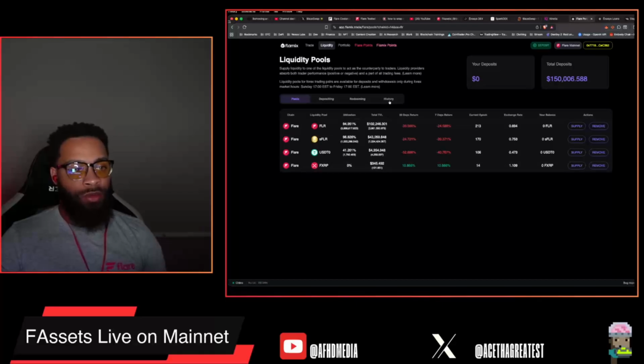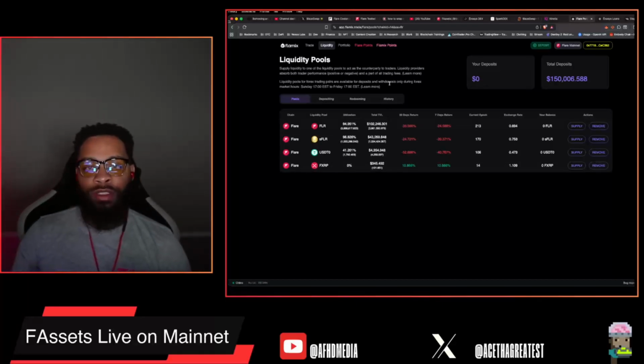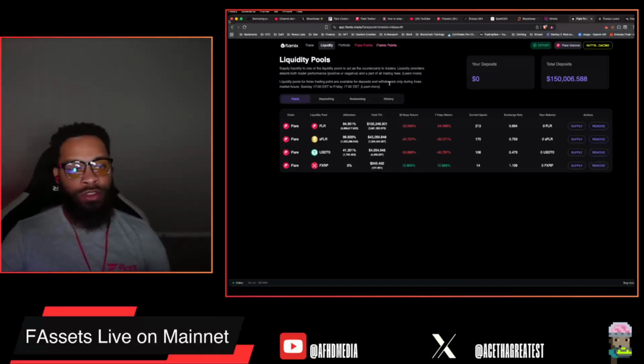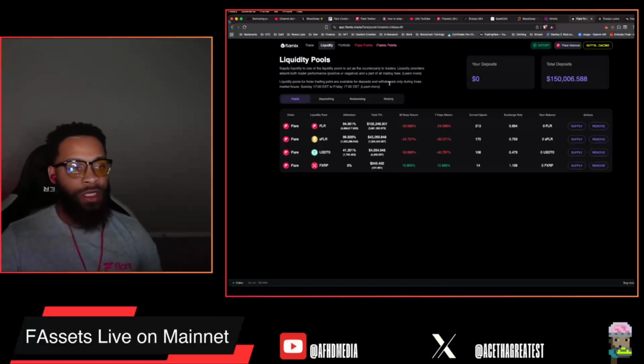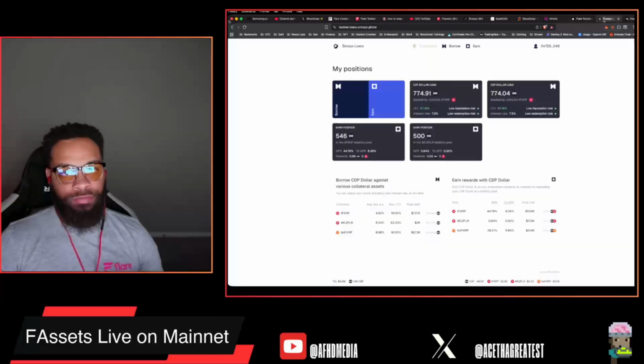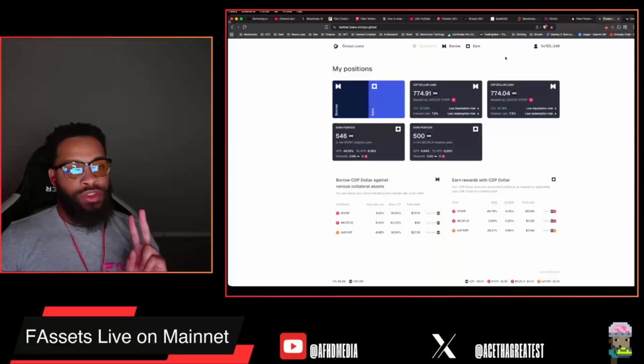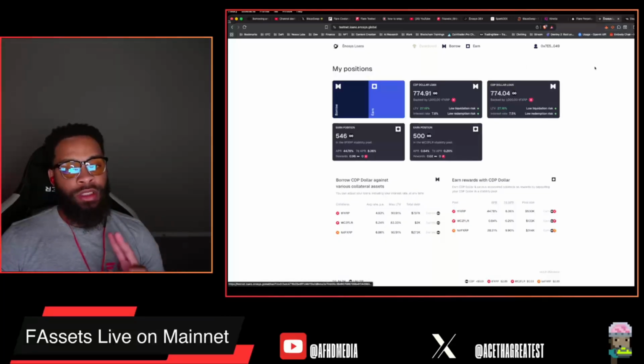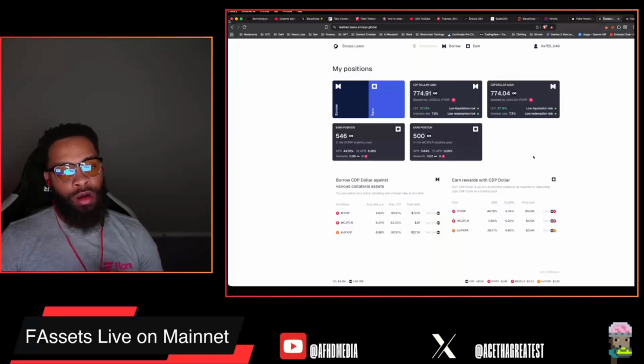By supplying liquidity, you definitely get a part of the trading fees. So that's always nice if that's something enticing to you. But yeah, moving on. Things to look forward to. Two dApps, in my opinion, that you should be looking forward to as an FXRP holder on the Flare network.